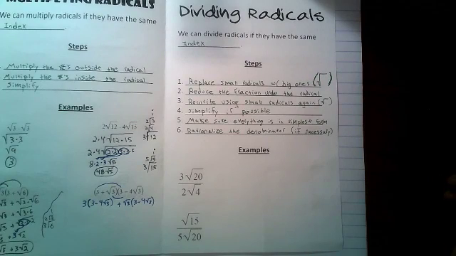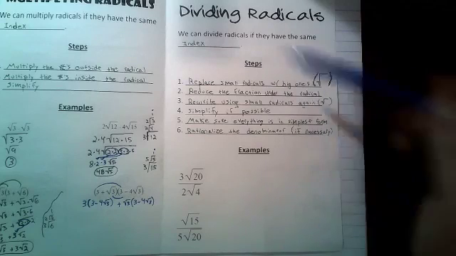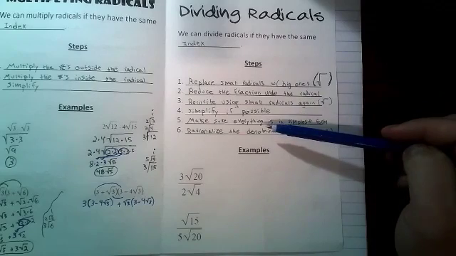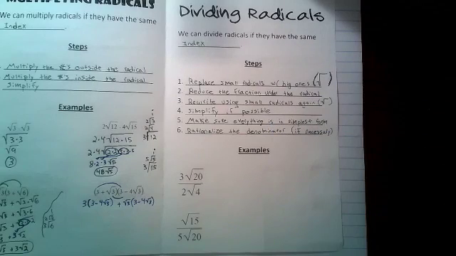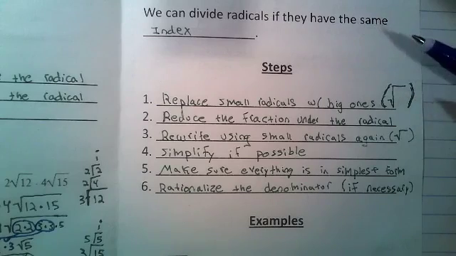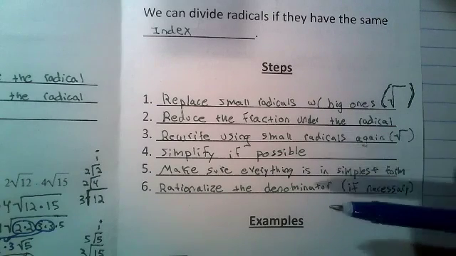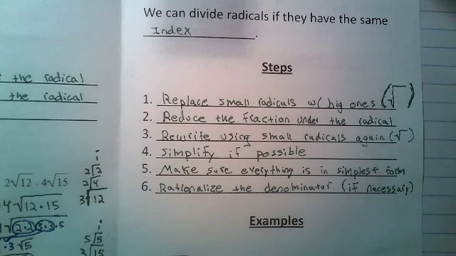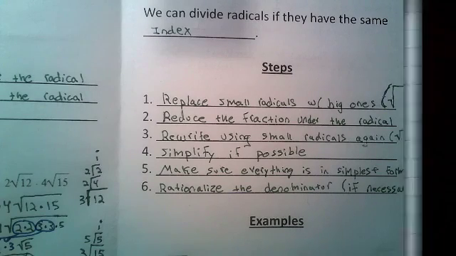The next operation we do with radicals is we divide them. So again, here is the fill in the blank for you, so you can pause the video and fill in the blank of all the steps that are involved in dividing radicals. We can divide radicals if they have the same index, and then all of the steps involved. We'll go through step by step as we do the examples, but your job right now is to pause the video and fill in the blanks so that we can refer to them as we go along. So pause the video and do that now.